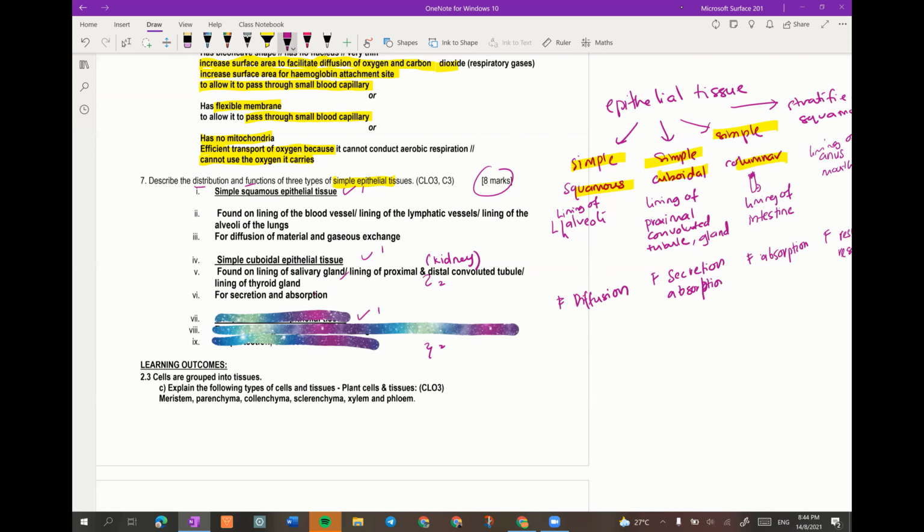So ini 1 markah, ini 1 markah. And then next one, the last one untuk yang ni, dia minta simple columnar epithelial tissue and the distribution dia adalah dekat digestive tract, lining of small intestine and oviduct yang mana banyak memerlukan absorption. So function dia adalah toward the absorption, protection and secretion. Yeah. Sebab like we can talk about tadi, dia ada dekat lining of, dia tak cakap kat sini.